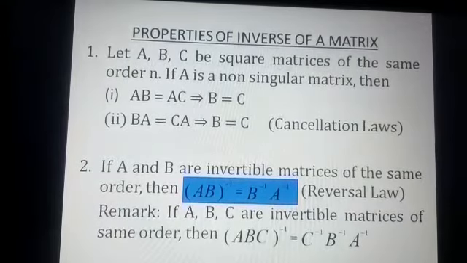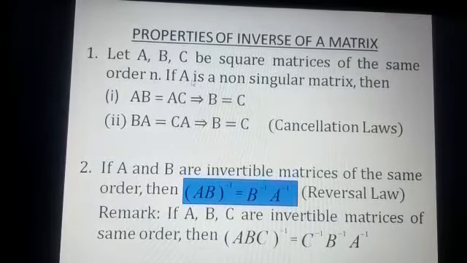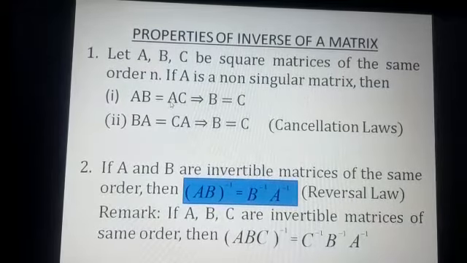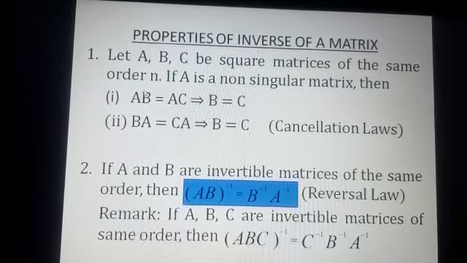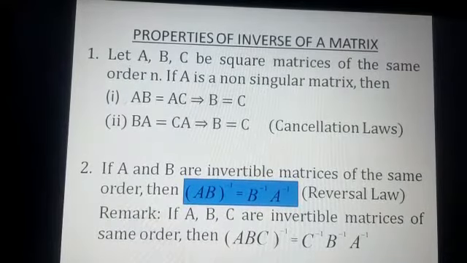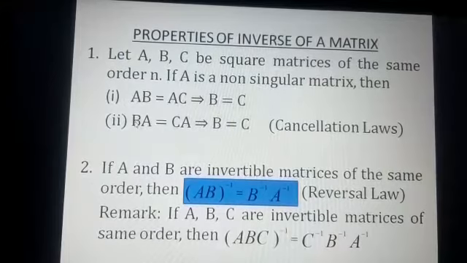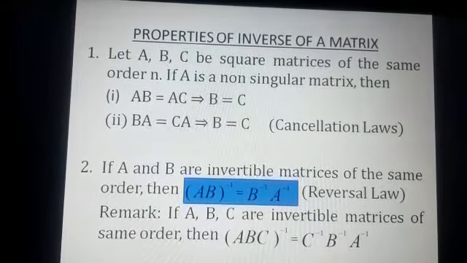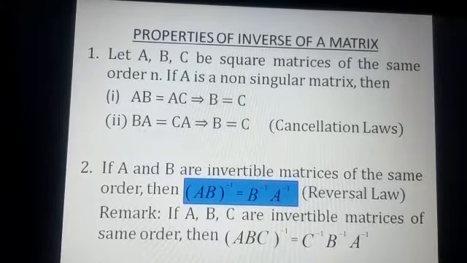Let A, B, C be square matrices of the same order n such that A is a non-singular matrix. Then if the product AB is equal to the product AC, we can directly cancel out A from the left-hand side. We'll get B equal to C. This is called the left cancellation law. Similarly, if the product BA is equal to the product CA, then we can directly cancel out A from the right-hand side. We'll get B equal to C.